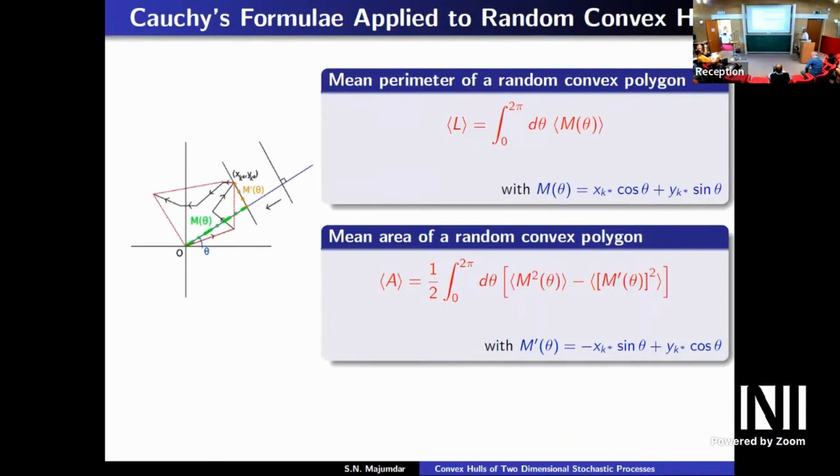Yeah. This is an ensemble average, right? This is an ensemble average, yes. Do a lot of realizations for each random walk. Exactly.